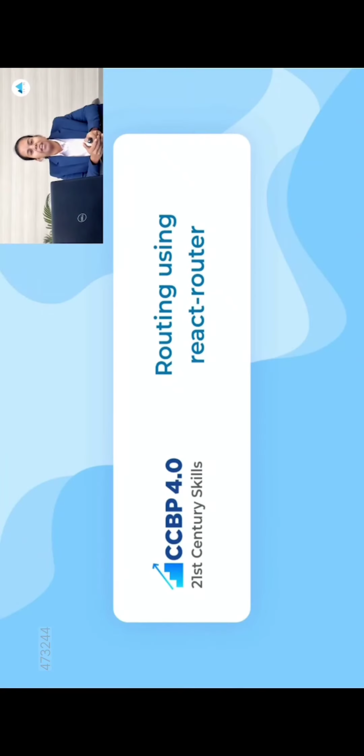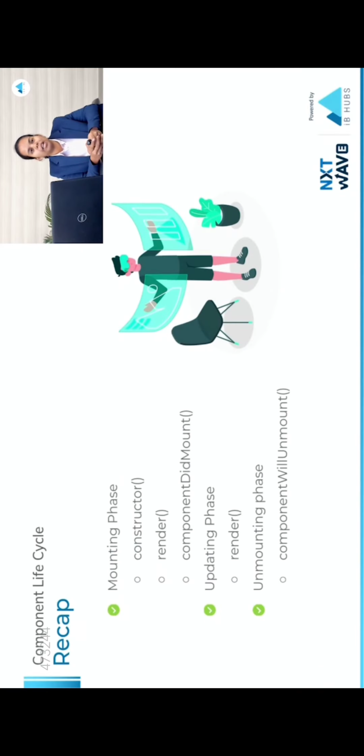Routing using React Router. So firstly, let's recap. In the previous session, we understood about the component lifecycle. We understood the various phases. Firstly, the mounting phase in which the component will be displayed in the UI. So we understood the various methods involved. There's constructor, render, and componentDidMount.